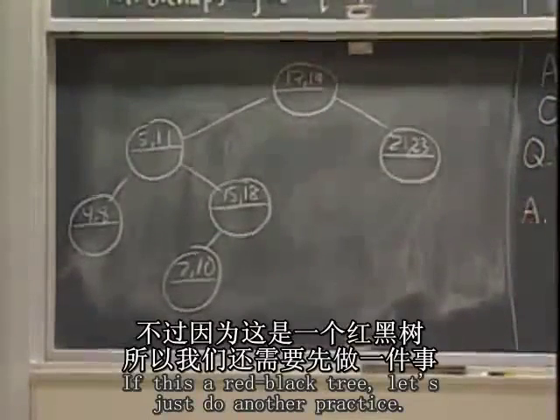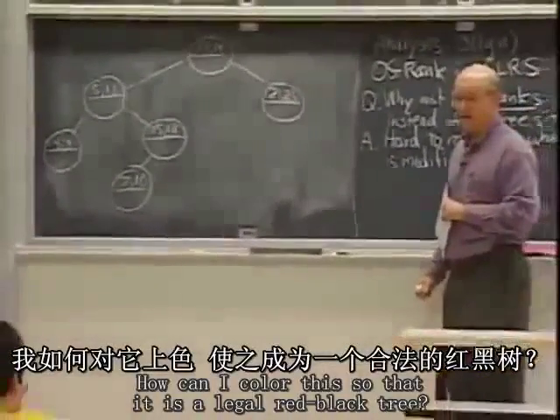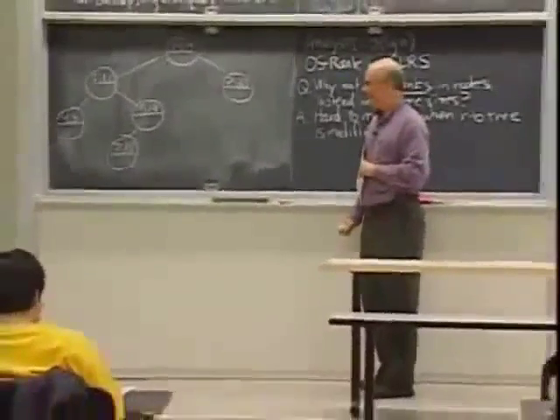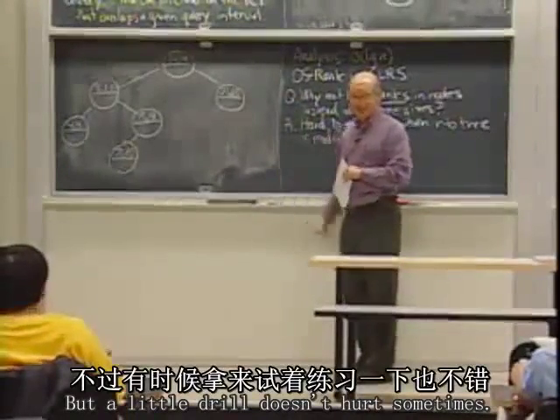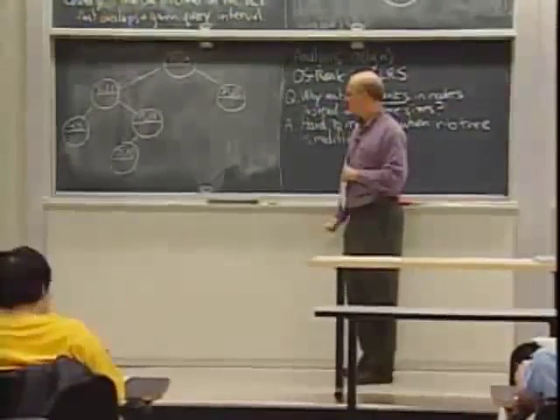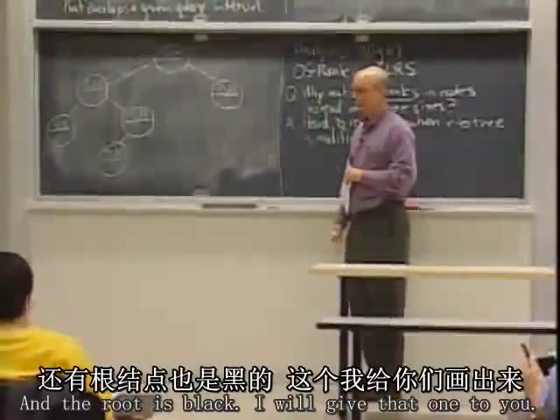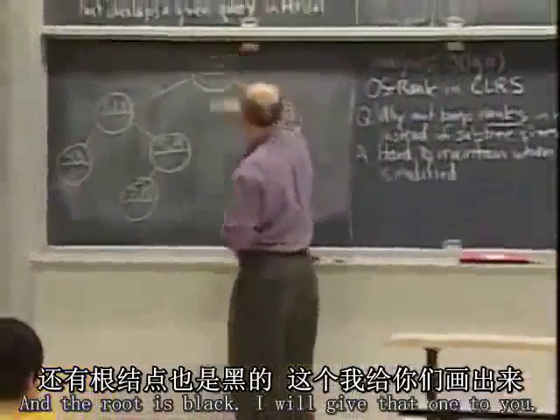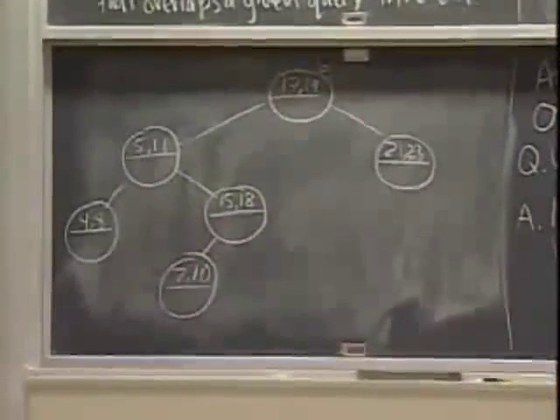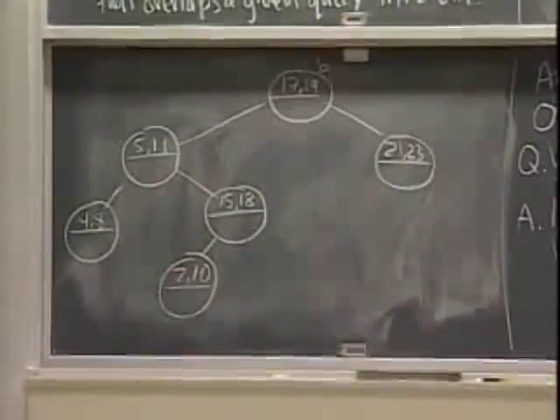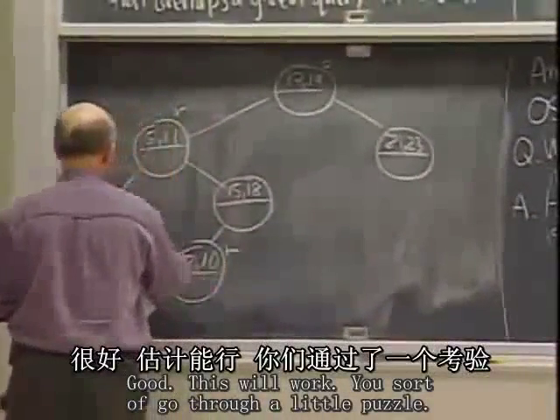If this is a red-black tree, let's do another practice. How can I color this so that it's a legal red-black tree? Not too relevant for what we're doing right now, but a little drill doesn't hurt sometimes. Remember, the nils aren't there, and they're all black. And the root is black. I'll give that one to you. The node at 5 and 7 should be red. Good. So this will work.